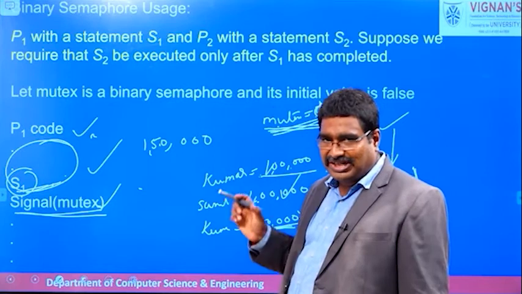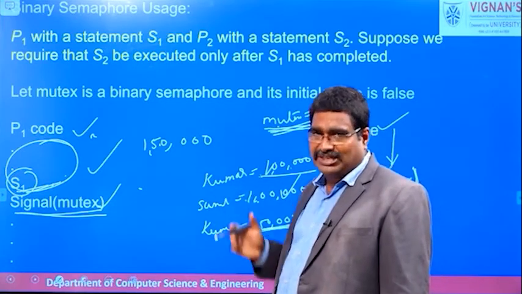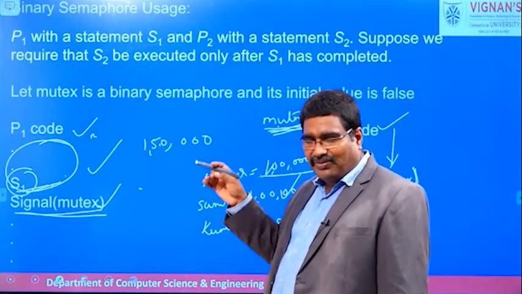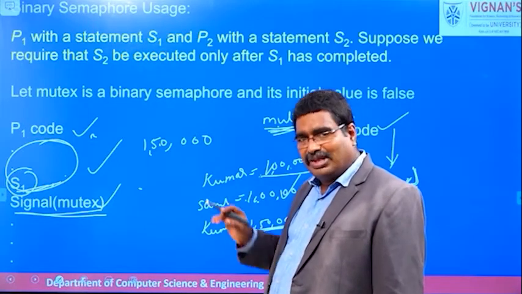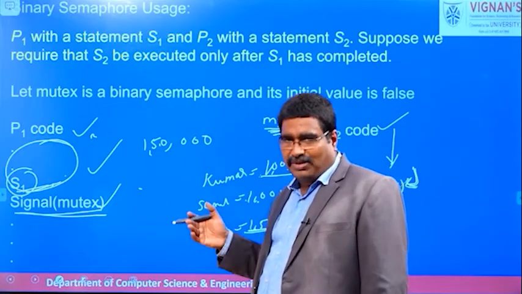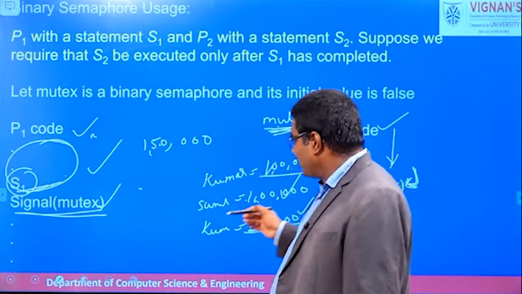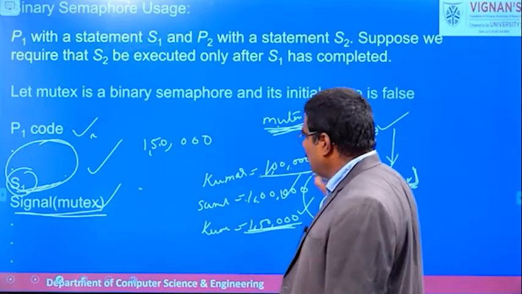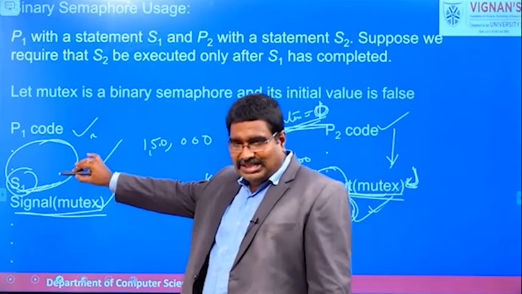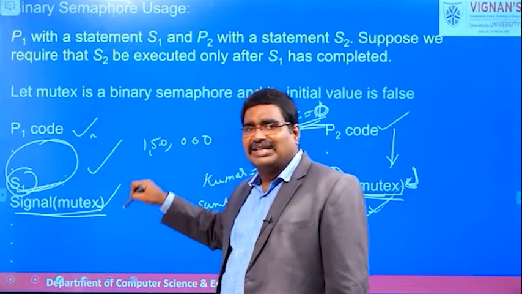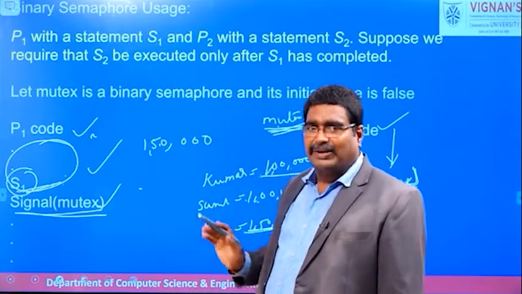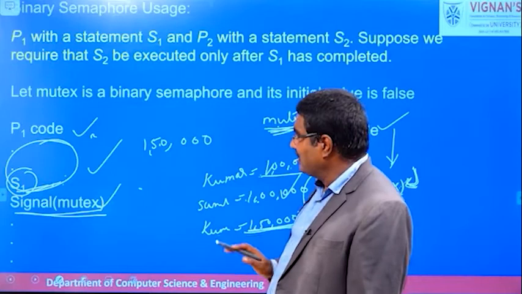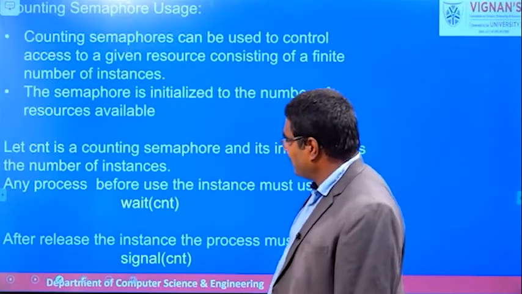So I hope you understand. The mutex was used in the previous example, before allowing entry into the critical section, where we use the binary semaphore. Similarly, if one of the instructions must be executed after completion of a set of instructions, in that case also we are using the binary semaphore. This is another example of how we are able to use binary semaphores.